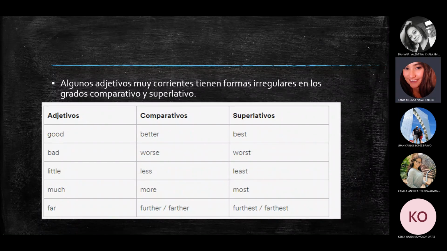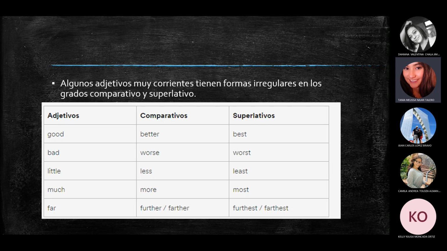And here we go with the irregular adjectives. So it is important that you take note of this table. So please don't forget when you are going to write in the English language in this case. Good, bad, little, much, and far are the only adjectives in the English language where the base changes, okay?